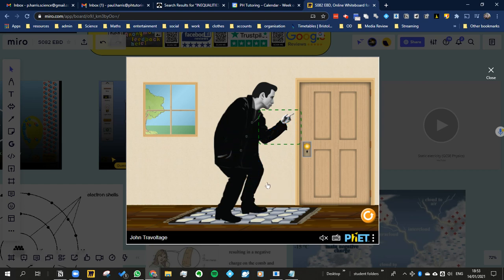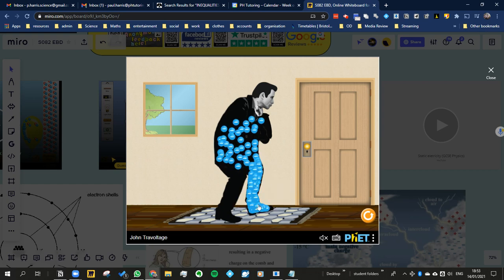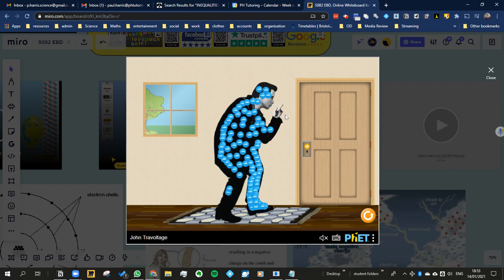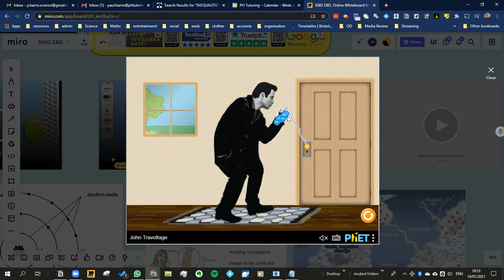Now he actually just got a shock there, but I didn't want him to get a shock yet, so I'm going to move his hand a lot further away, and let's do it again. So loads and loads and loads of electrons, and now at the moment the electrons are trapped within John Travolta. If he moves his hand towards the door handle, he gets an electric shock. What happens is the excess charge flows from his finger and jumps to the door handle.